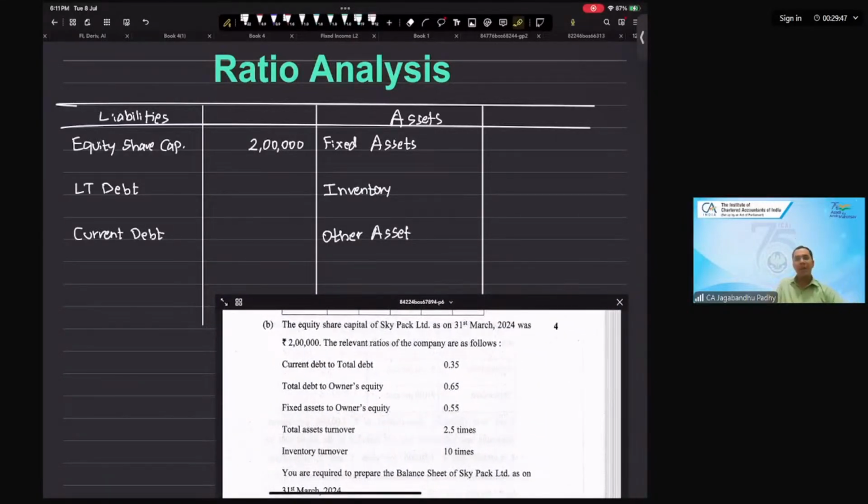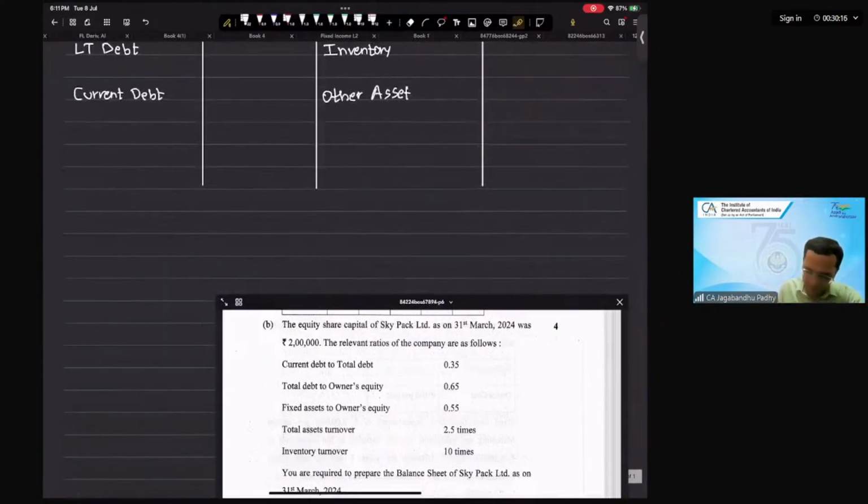Try to work with a ratio wherein the number given to us, which is 2 lakh, is going to be used. Where are we going to use this share capital of 2 lakh? The only ratios you can observe are total debt to owner's equity and fixed asset to owner's equity. Only these two ratios are given. Using these two ratios, we can definitely get the total debt and the fixed assets. Let's try to get that first, guys.